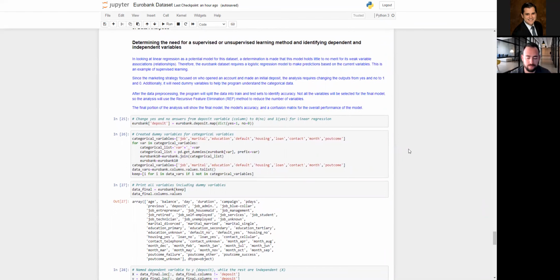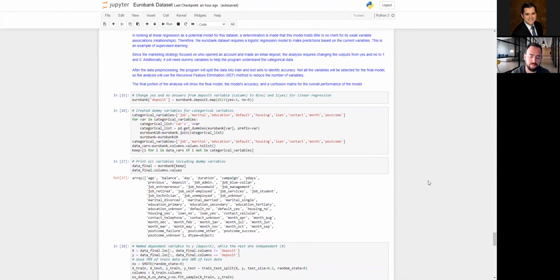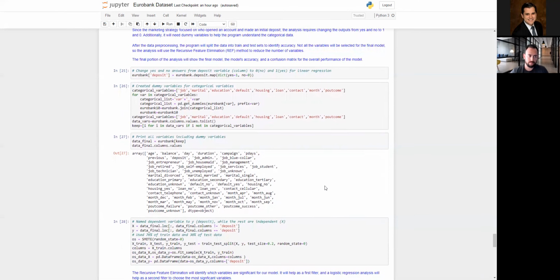So instead of having just one column for jobs, we actually divided them into job admin, job blue collar, entrepreneur, etc. And the reason is because we were going to have a matrix, and it's just going to be numbers. So instead of having the name of the job type, the values in the cells are going to show ones or zeros, and one means that the information in the column is true, and zero means it is not true.